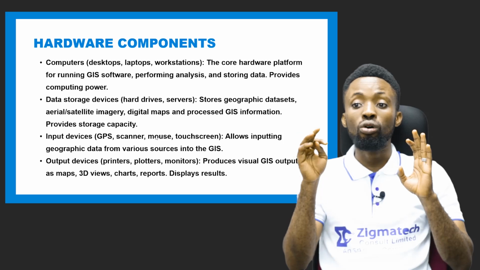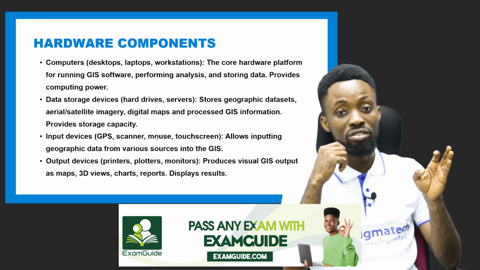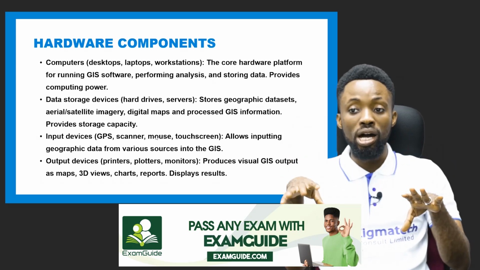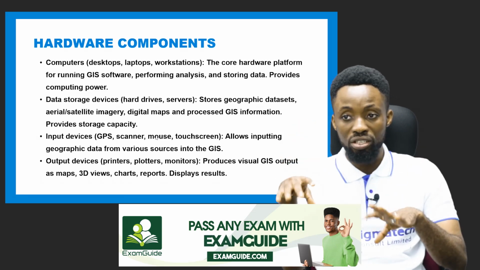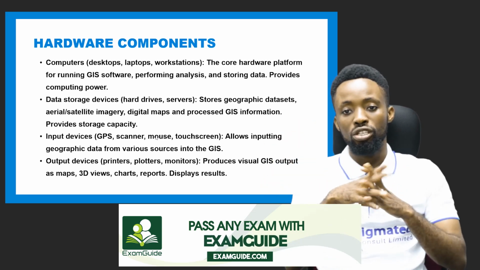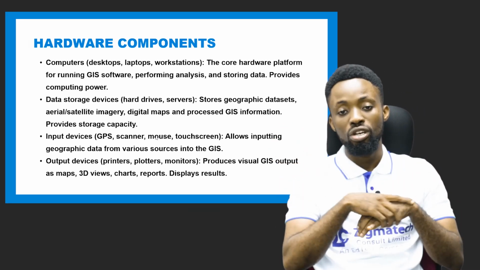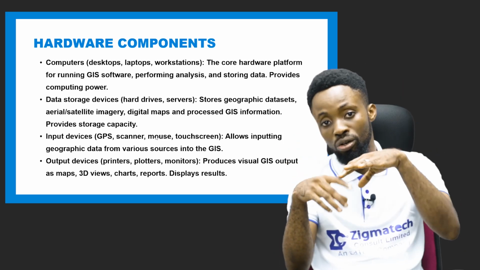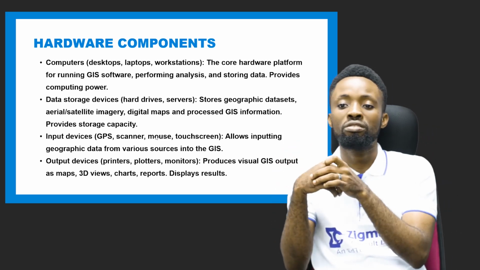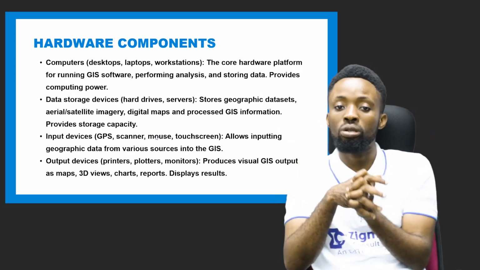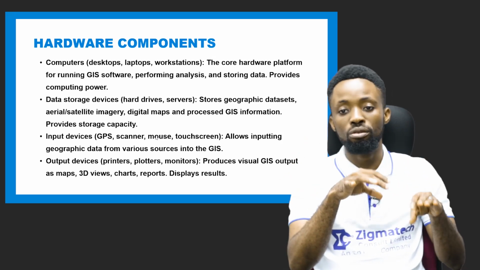Now what they do is that they store all of these geographical data sets. They store all of the satellite imagery, they store your digital maps, the processed information, and even the geographic data itself. They store all of them, and also it helps to provide storage capacity for it. So even the one that will be stored later on, it provides room for it. So that's what the data storage devices do. It helps to store all of these things that are concerned with the geographic information system.